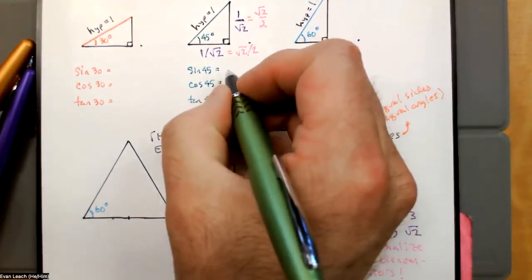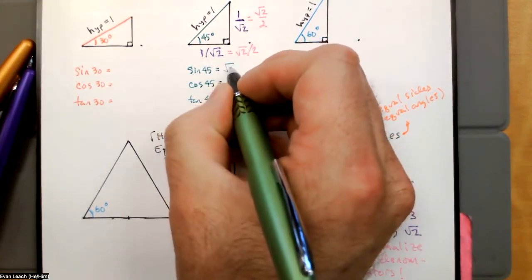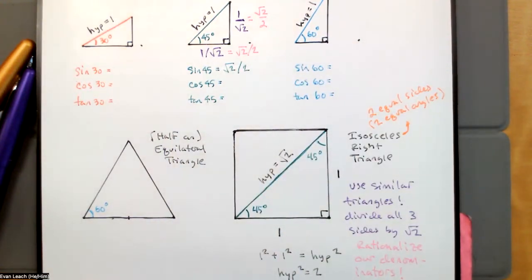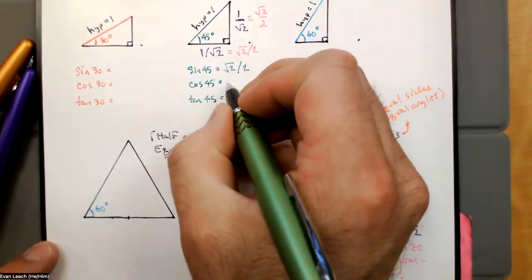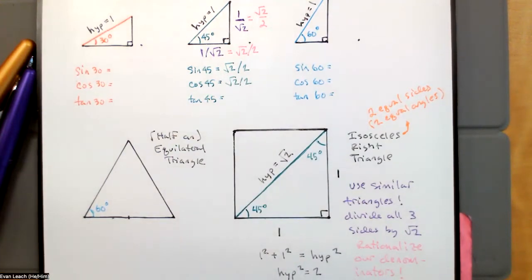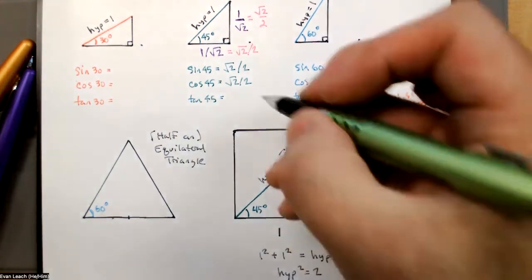And I'm going to write them sideways style. So I'm going to have to be careful that my radical ends before my dividing. Cosine of 45 is going to be adjacent over hypotenuse. So root 2 over 2 over 1. So just root 2 over 2. Tangent of 45 is opposite over adjacent. And since they're the same, tangent of 45 is equal to 1.